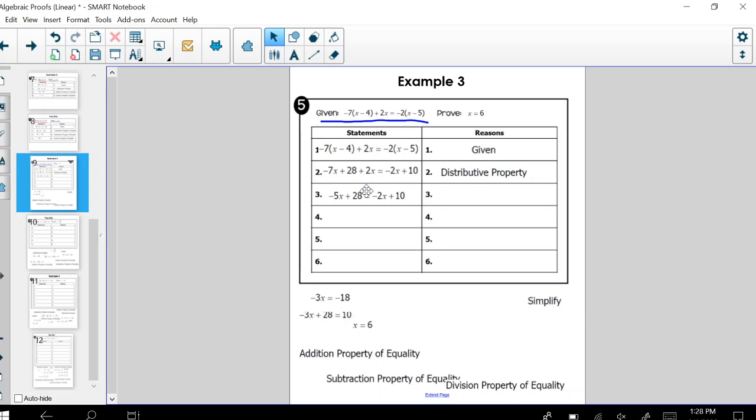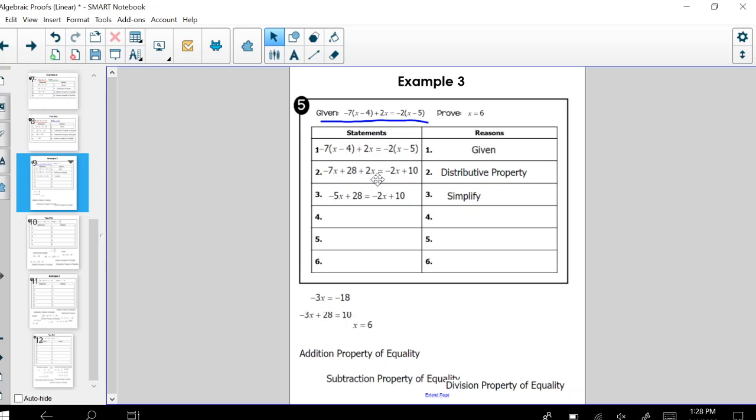Now, when we do something like combining like terms, our reason or justification for that is that we are simplifying. It's another one of those kind of weird ones. It's not really a property, but we're just simplifying the problem by combining those like terms.